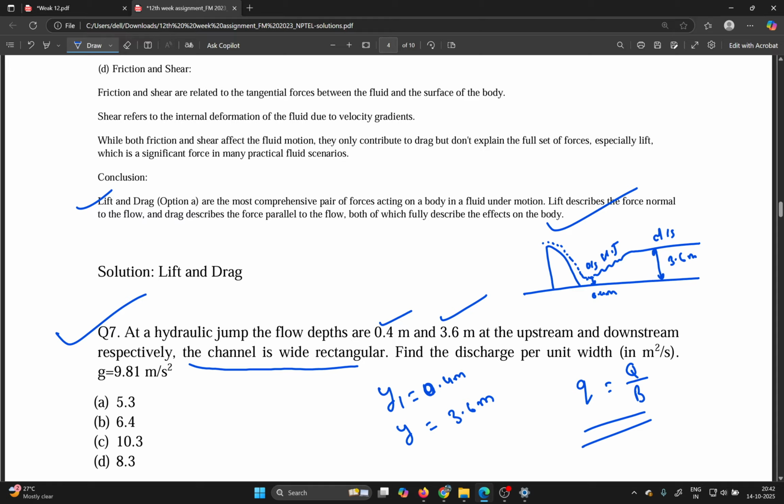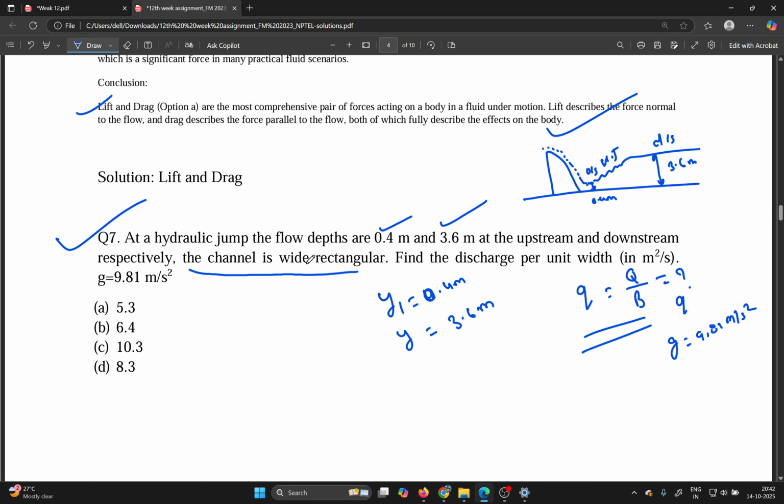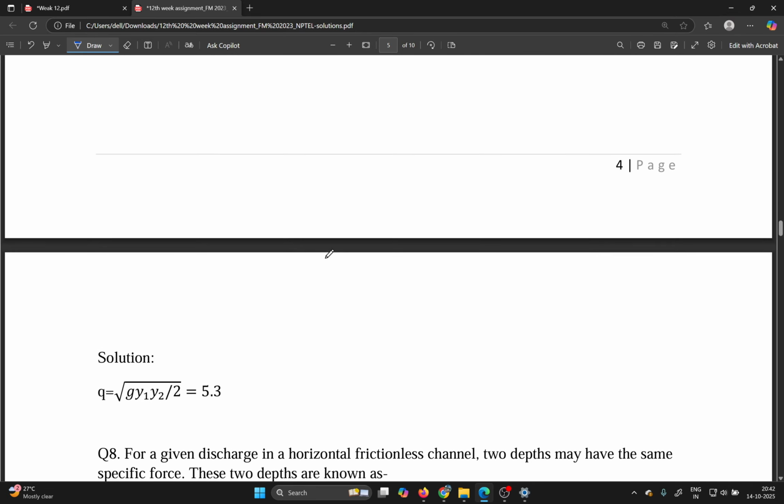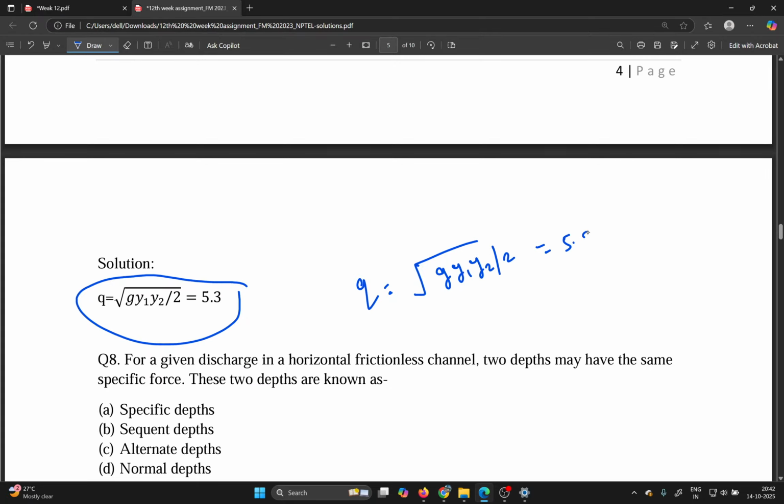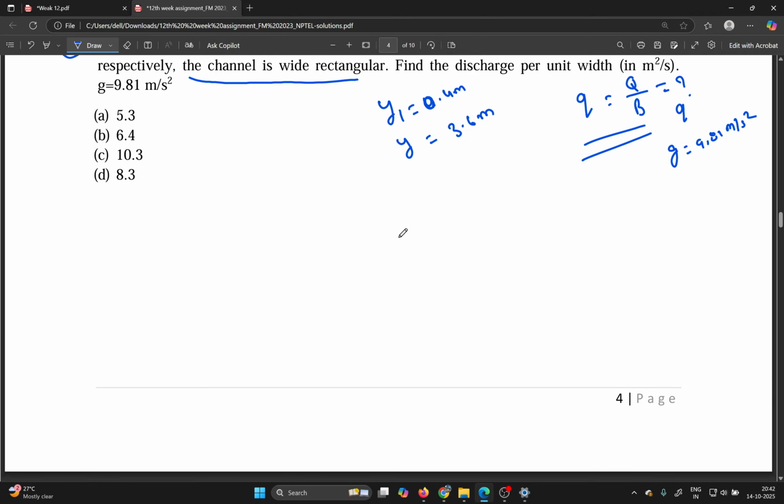So the question is given like that. The channel is wide rectangular. Find the discharge per unit width. You need to calculate this value. And g you need to consider here as 9.81 meter per second square. The direct formula for this you can follow: q is equal to root under g y1 y2 divided by 2, which is equal to 5.3 meter square per second. But you can think in a different way also about how you will proceed with this.